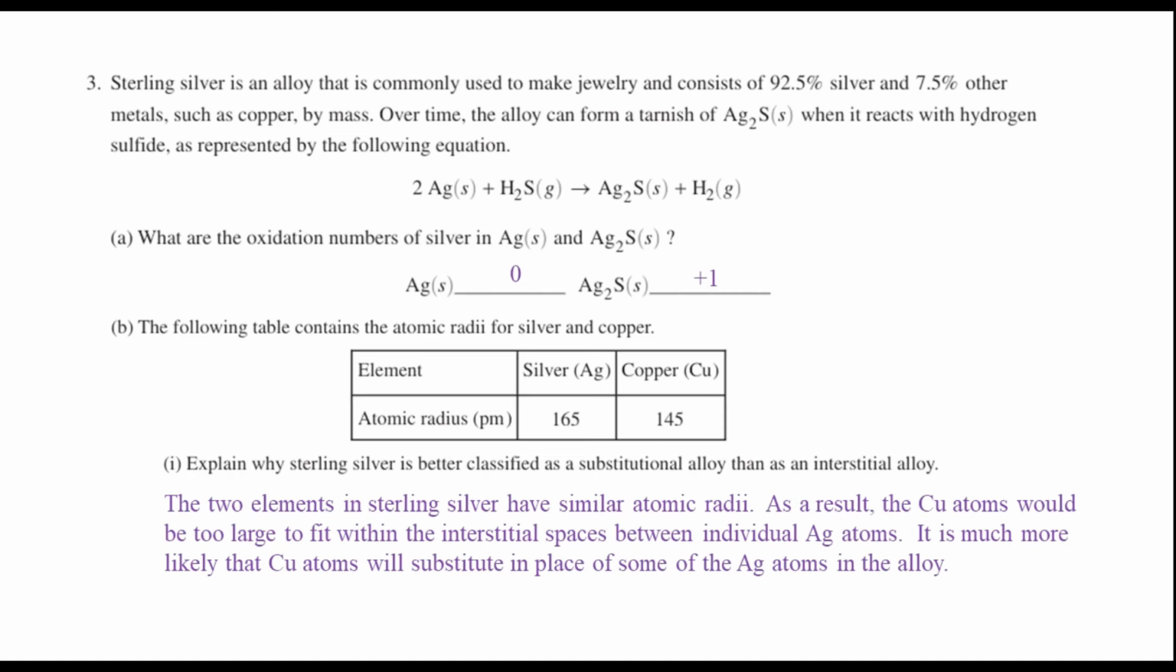And so instead of the copper trying to squeeze between those silver atoms, what's probably going to happen here is that those copper atoms are going to substitute in place of some of the silver atoms in that alloy. So that's why this is a substitutional alloy. If you don't know about substitutional or interstitial alloys, I have a video about that in my complete course of AP Chemistry right here on YouTube.